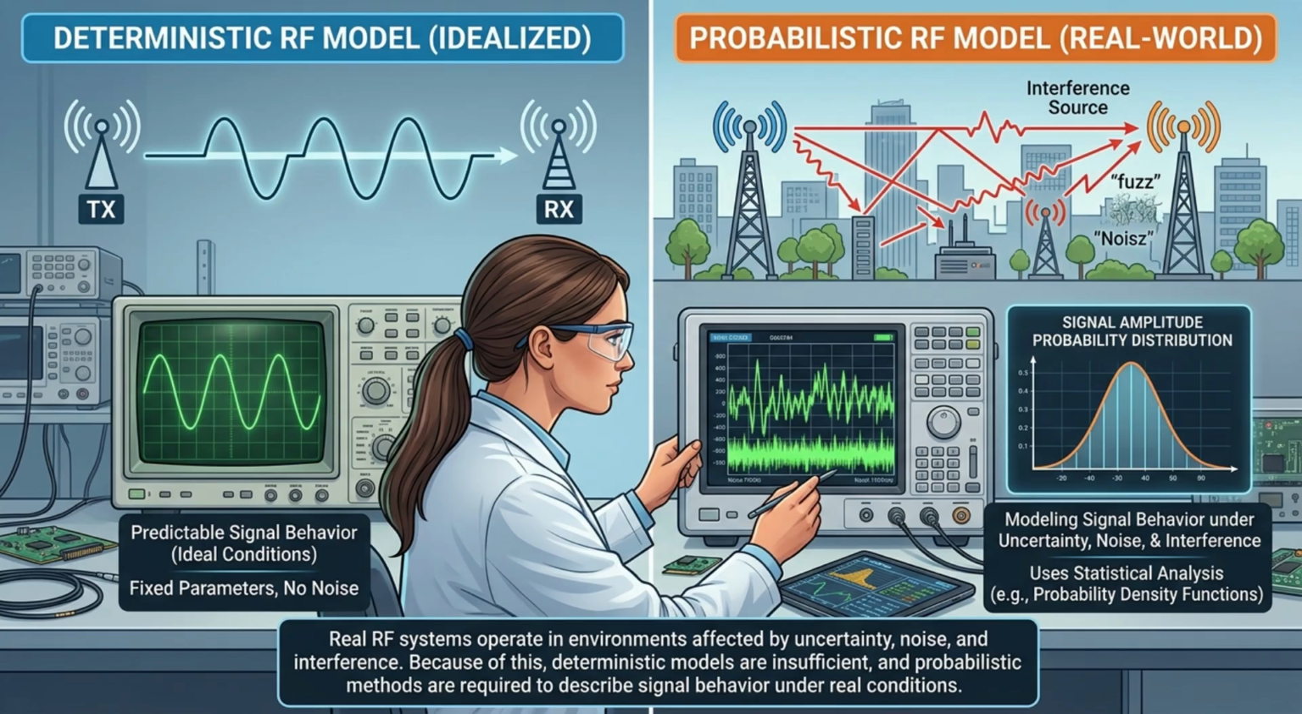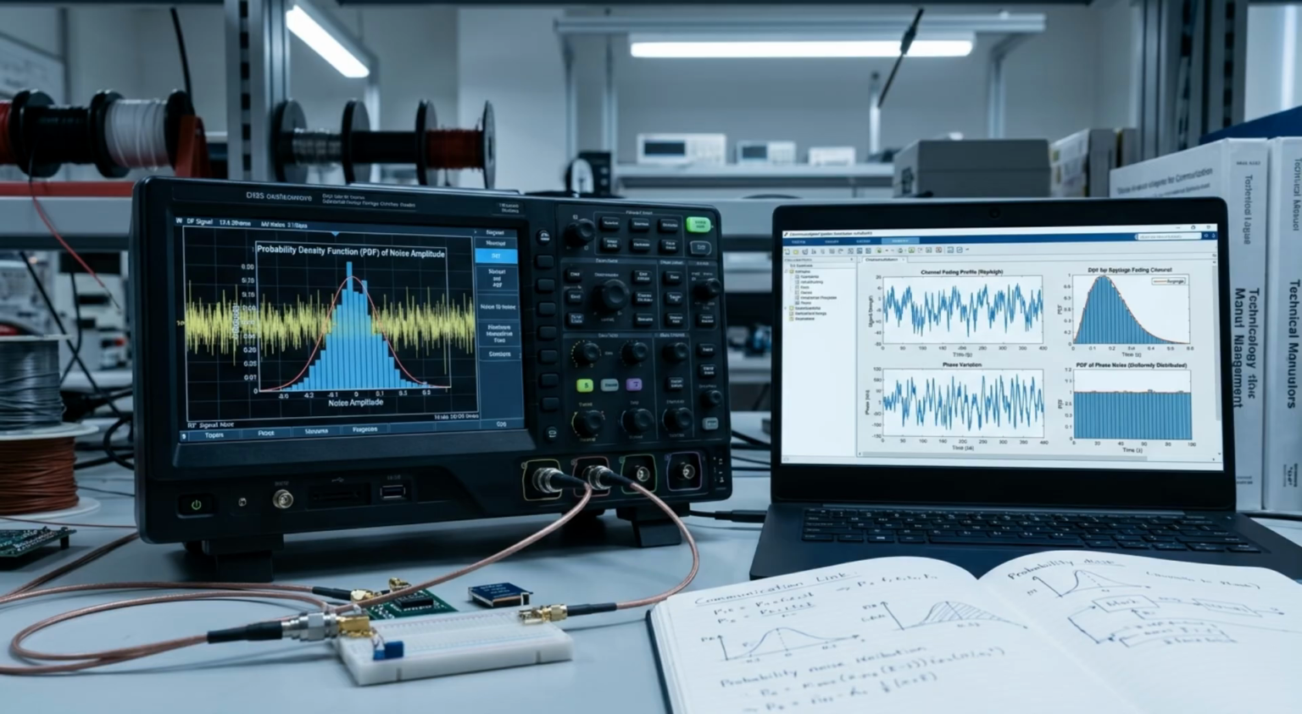Real RF systems always operate in environments affected by uncertainty, noise, and interference. Because of this, deterministic models are insufficient, and probabilistic methods are required to describe signal behavior under real conditions. Random variables are used to model unpredictable quantities such as noise amplitude, phase variations, and channel fading.